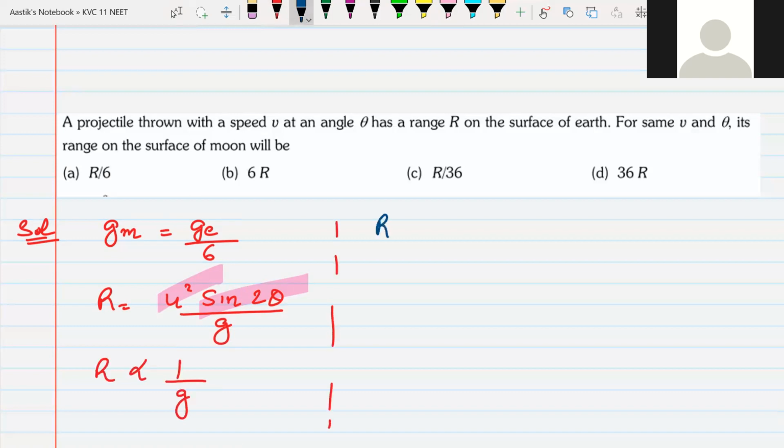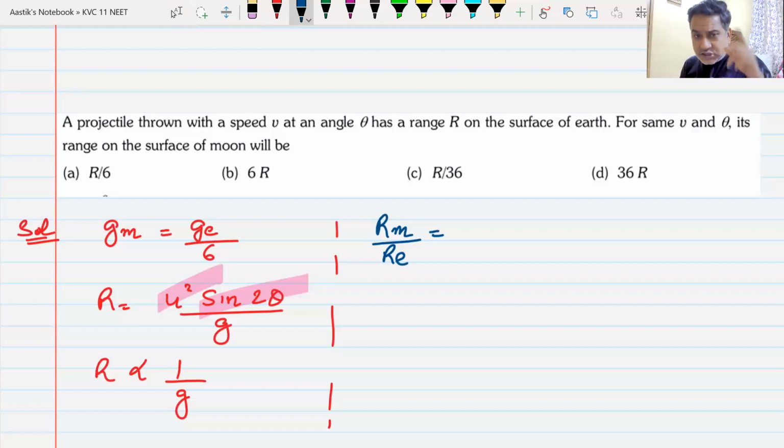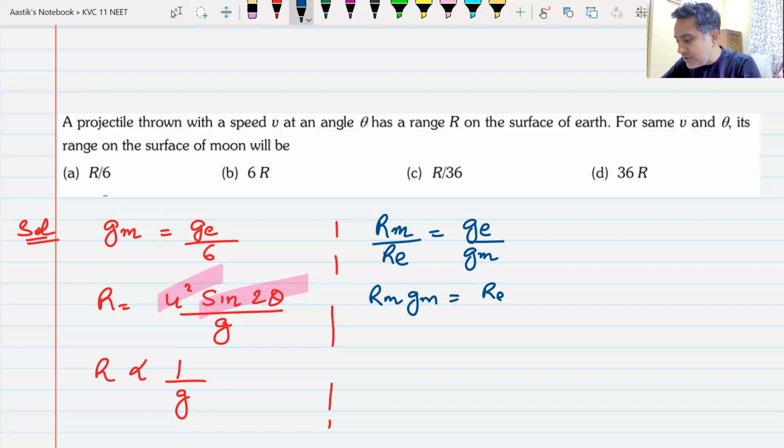So if I write range on moon divided by range on earth, it will be 1 by g on moon divided by 1 by g on earth. So it will basically become GE by GM. If you can't remember it this way, you can remember it this way: RM into GM will be equal to RE into GE. Do we remember this? Yes or no?